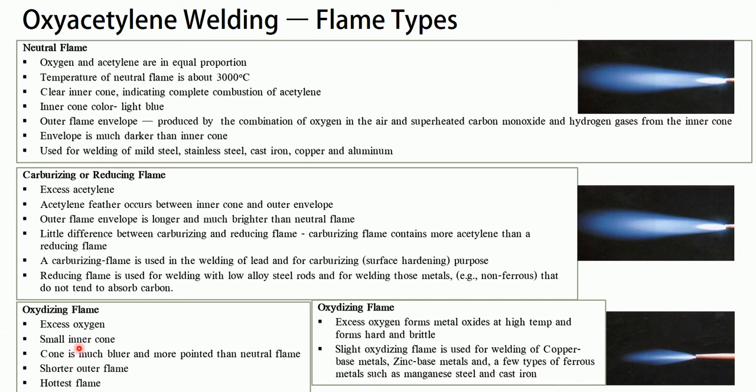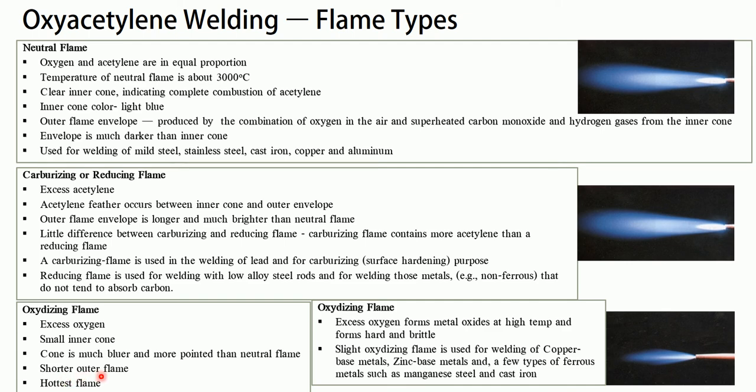In oxidizing flame, there is a small inner core. Here we can see that the inner core is very small. The cone is much bluer and more pointed than the neutral flame. Here we can see that the cone is much bluer, much darker and much more pointed. If we compare these two pictures, the cone is much more pointed.